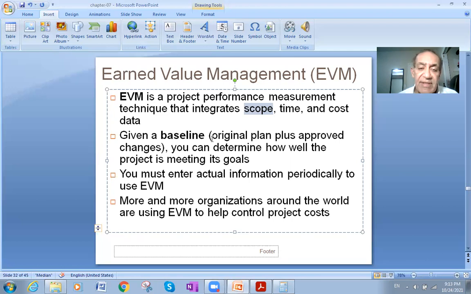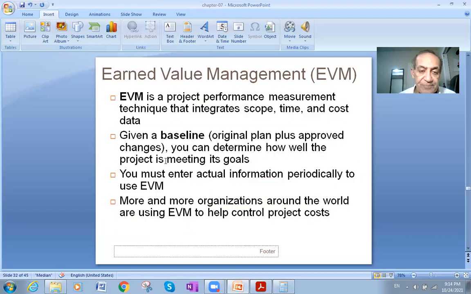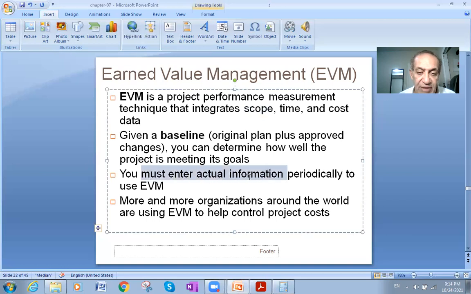So given a baseline, the original plan plus approved changes, you can determine how well the project is meeting its goals. You must enter actual information periodically to use EVM, or earned value management.